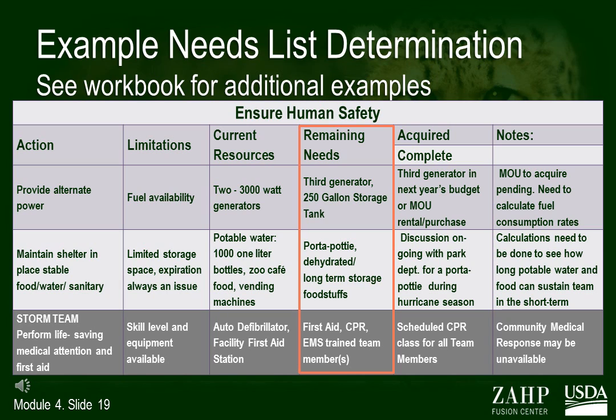The storm team may not have immediate access to EMS, medical attention, or even the capability of self or human evacuation. Community responders, EMS, fire and rescue, and medical personnel may just be tied up. They may be unavailable. They may be out of communication, or the roads may simply be impassable. So preserving human life is the most critical aspect of a storm team function.